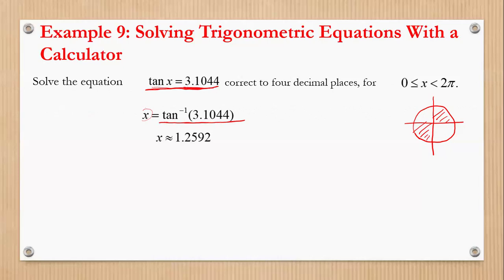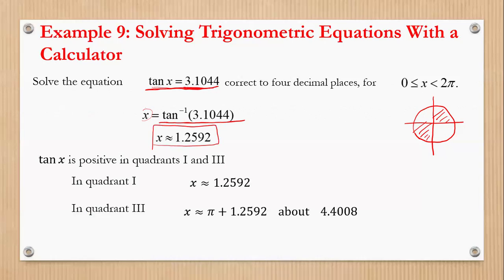An angle in the first quadrant is exactly the same answer. But for the third quadrant, since you're looking for an angle in the third quadrant, that means you have this angle plus pi, because third quadrant means all the angles that are more than pi. So you need to add pi, which is 3.14, or use the pi key in your calculator, and you get a number about 4.4008. And these are your two solutions in this equation.